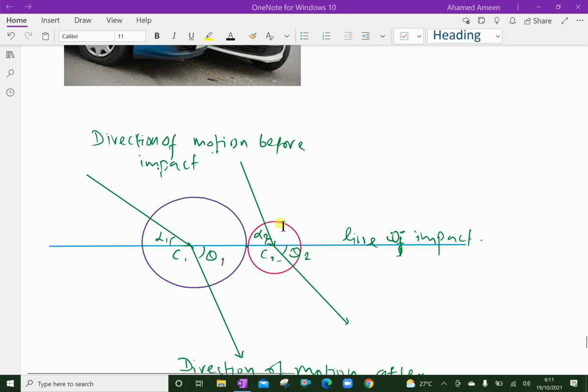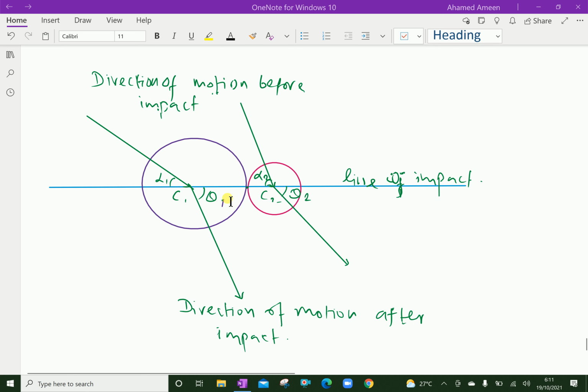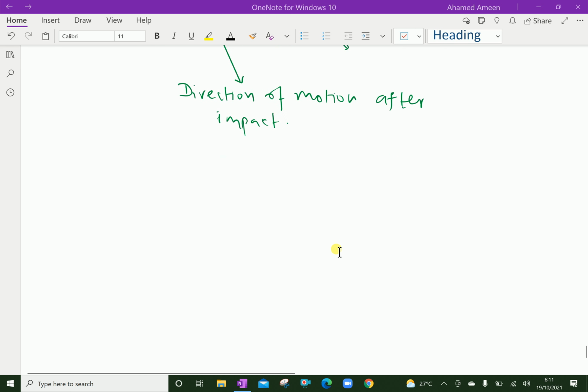Look at this figure. Two bodies impact each other. This is the direction of motion before impact of the two bodies. This is the direction of motion after impact. This is the line of impact. Now let us go further.